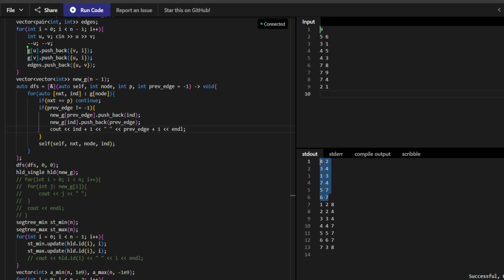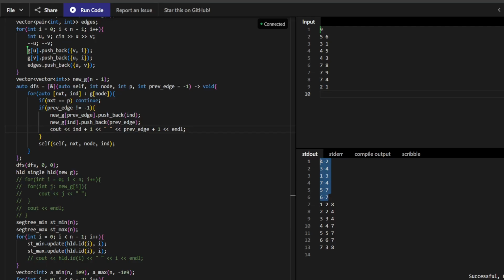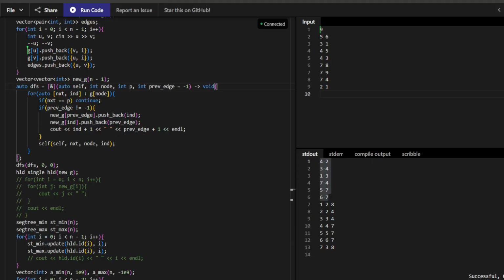Interesting. How's 2, 8 missing? Yo, I actually don't see what's wrong with this. Okay, I'm gonna try this. Should we? Are you... so I'm visiting... starting the DFS from 0.